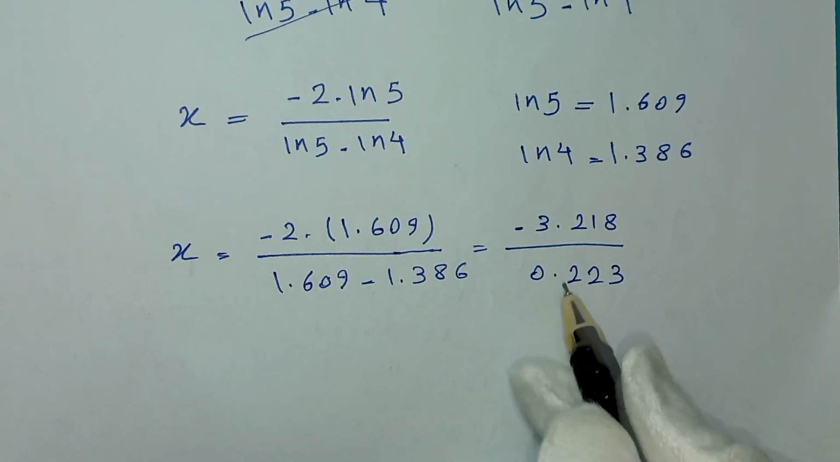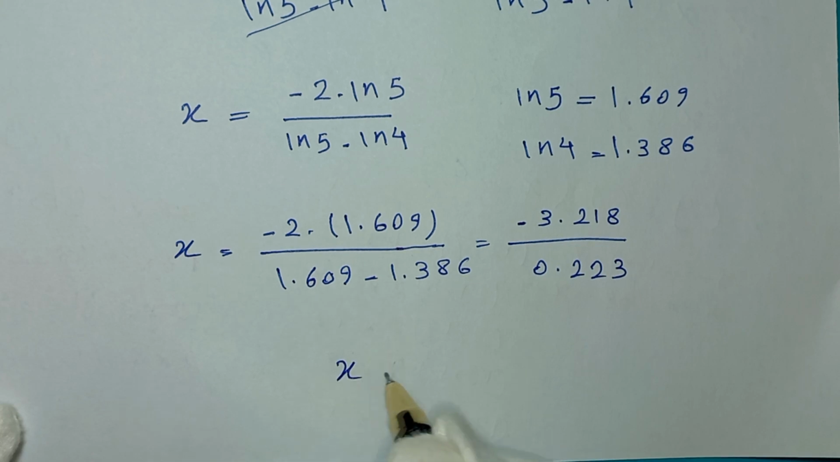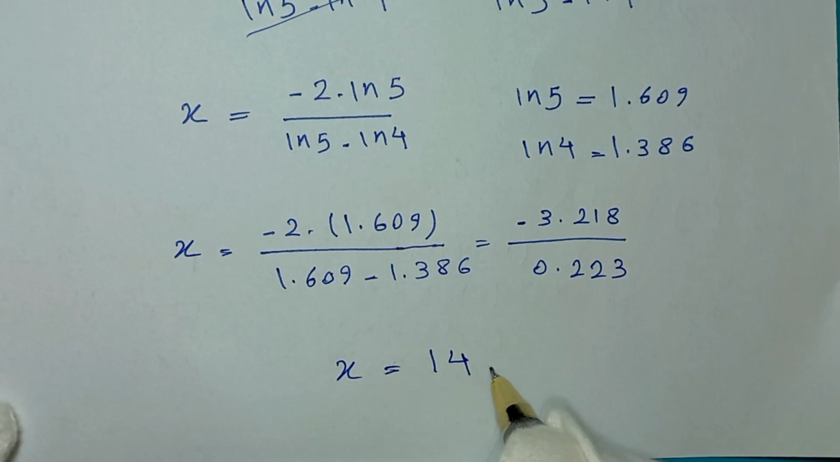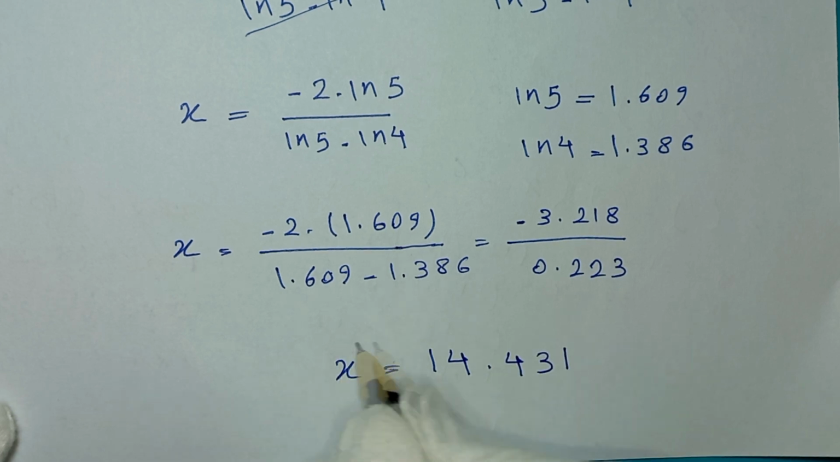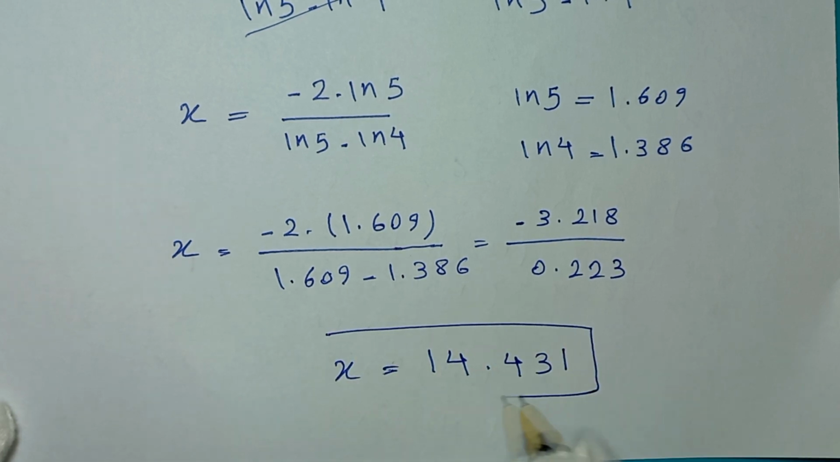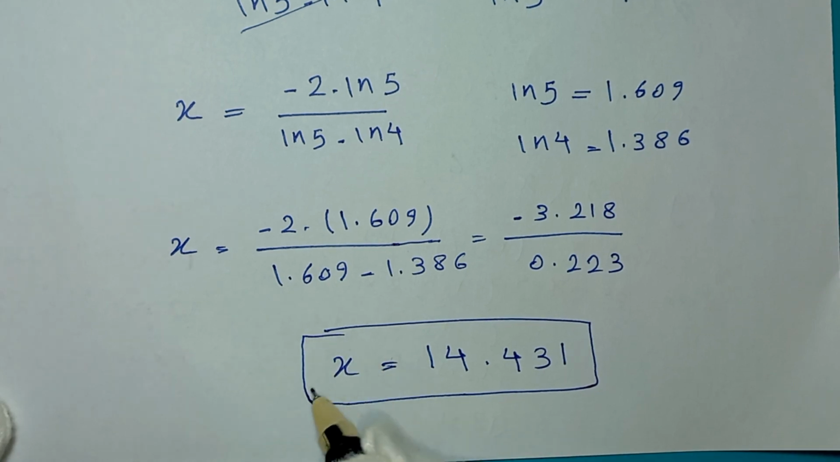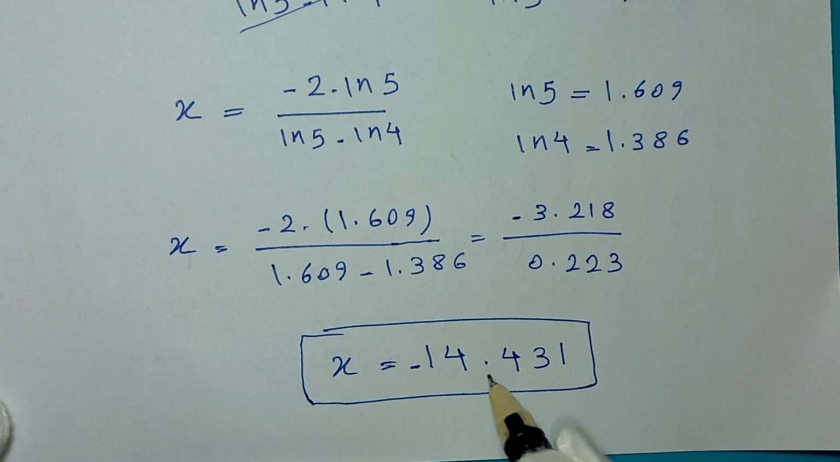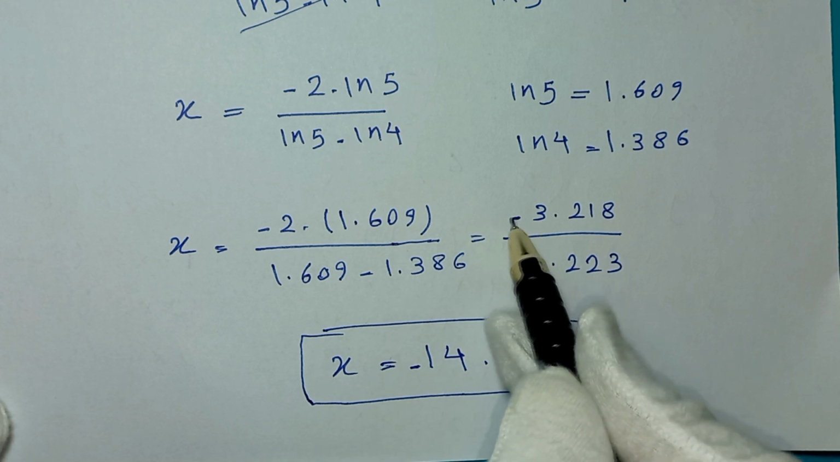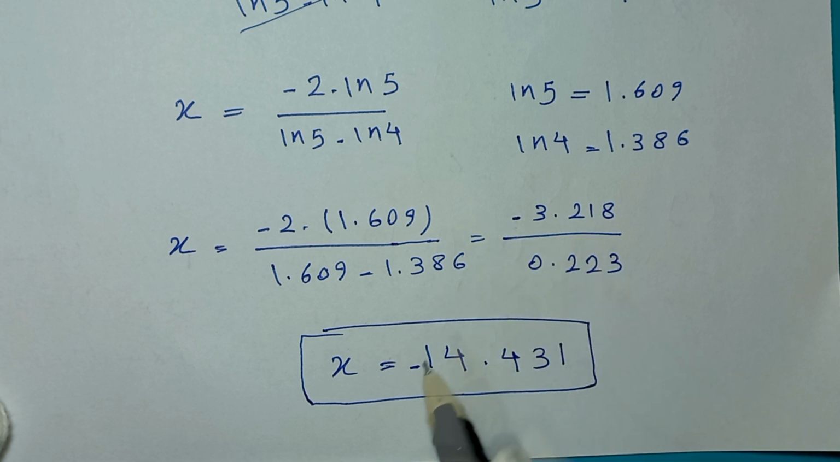And this divided by this, x is equal to minus 14.431, and this is our final answer for x. This is negative because in here we have negative and this is positive.